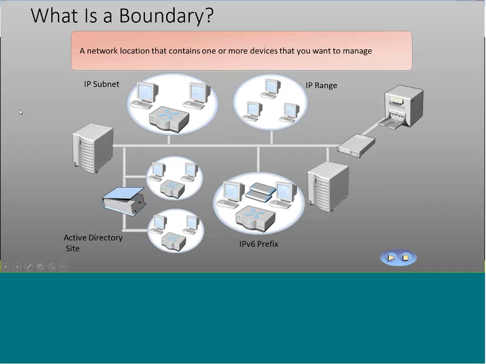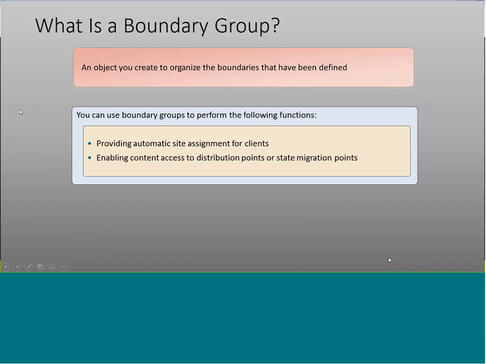So we can create many boundaries. One Active Directory site, one boundary, second Active Directory site. So maybe there are 100 sites. So 100 boundaries, right? Each boundary will discover their own users and computers. But then you can group them together into boundary groups. So all Active Directory sites or just specific IP subnet boundary groups. Theoretically it's easy. It's an object you create to organize the boundaries that have been defined already.